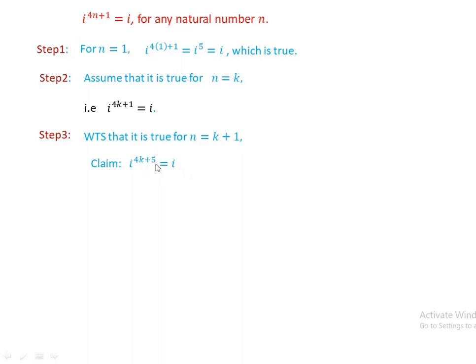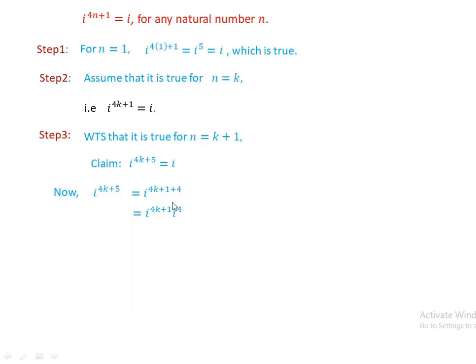Now, to show this, we will start from the left-hand side of our claim, which is i to the power of 4k plus 5. This can be expressed as i to the power of 4k plus 1 plus 4, since 1 plus 4 is 5. Again, using the exponent rule, this can be expressed as i to the power of 4k plus 1 times i to the power of 4.